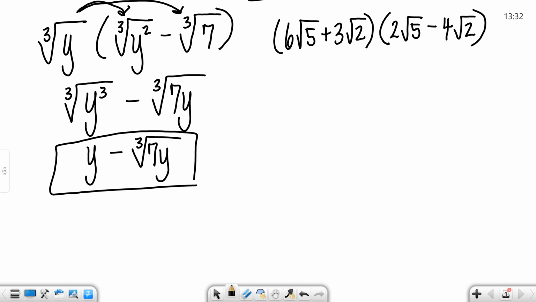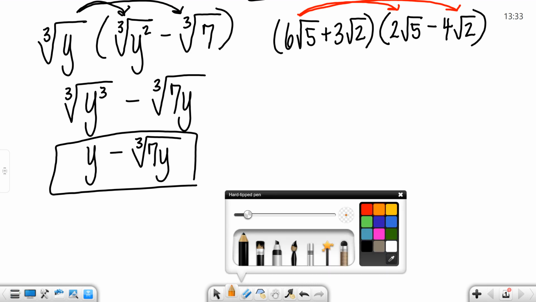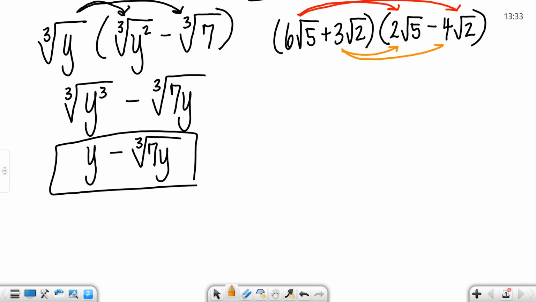All right, so this one looks like a really big problem. It's just a big FOIL problem. I have a binomial times a binomial. So we're going to multiply 6 on the square root of 5 times both of those. Then we're going to multiply 3 on the square root of 2 times both of those. We're just doing FOIL here. So 6 on the square root of 5 times 2 on the square root of 5 would be 12 on the square root of 25. 6 on the square root of 5 times negative 4 on the square root of 2 would be negative 24 on the square root of 10.